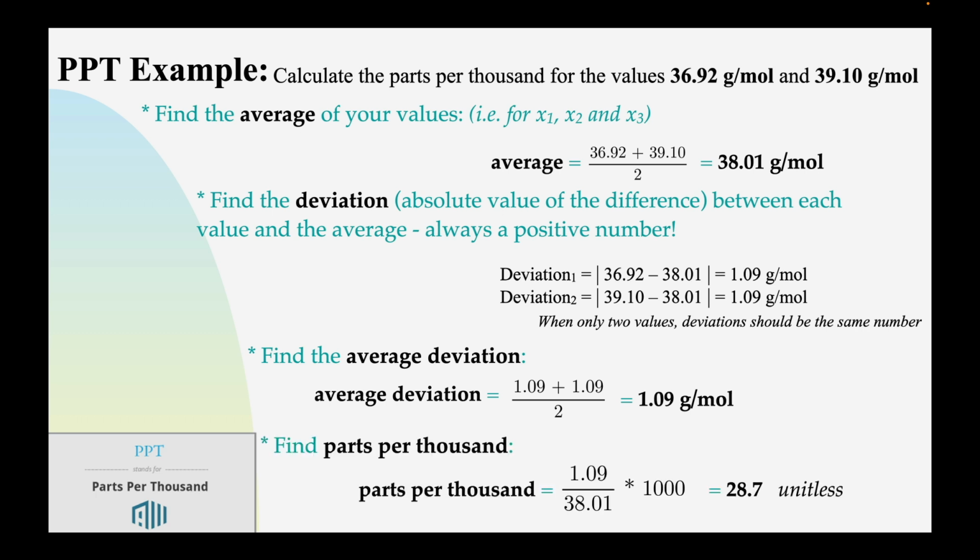And then finally, the parts per thousand will be the average deviation divided by the average times 1,000. So 1.09 divided by 38.01 times 1,000. In this case, you get a parts per thousand of 28.7. Smaller parts per thousand are always better. This is larger than the last example, but it's still fine, no problem. And again, sometimes you can have parts per thousand much higher, and it's just a function of the type of experiment you're doing, the equipment, maybe the methodology, stuff like that, no problem.